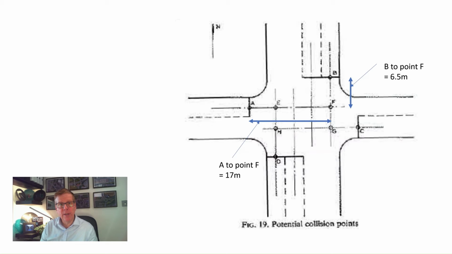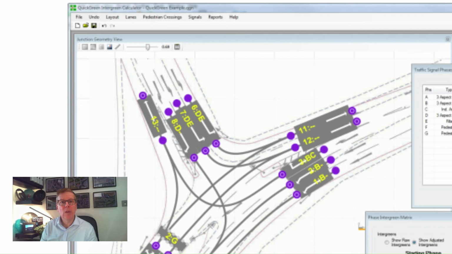And the reverse intergreen, B to A, would be 6.5 meters minus 17 meters, equals an X distance of minus 10.5 meters. So the minimum 5-second intergreen would be selected. So the value of the two intergreens in this pair are different because of the difference in the relative distance from each stop line to the collision point in the conflict zone of the junction.